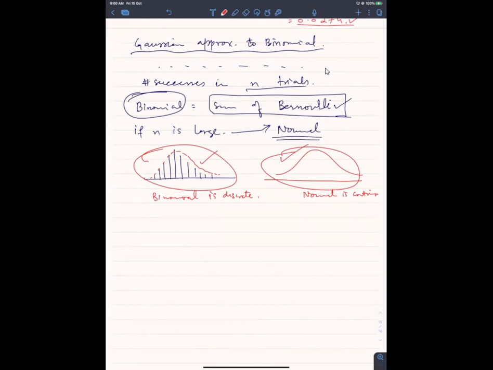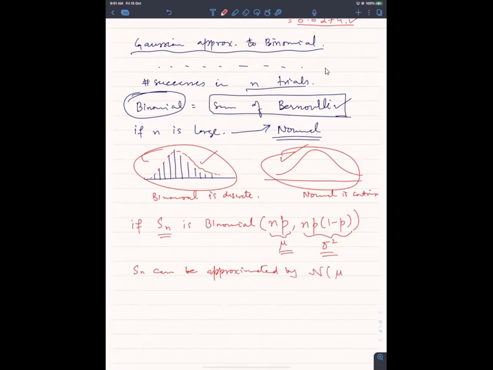So the claim is कि if Sn is the number of successes, is binomial in n trials, is binomial with mean n times p and the variance n times p into 1 minus p. इस n times p को हम म्यू कह देते हैं, n times p 1 minus p को सिग्मा स्क्वायर कह देते हैं. ये बाइनोमियल के मीन और वेरिएंस हैं, ये हमने डिस्क्रीट के केस में निकाले हुए हैं. So Sn is binomial mu and sigma square. Sn can be approximated by normal mu and sigma square, the same mu and same sigma square. उससे approximate कर सकते हैं.